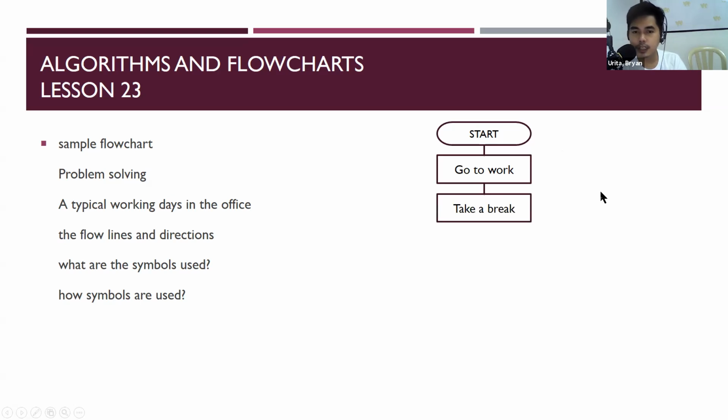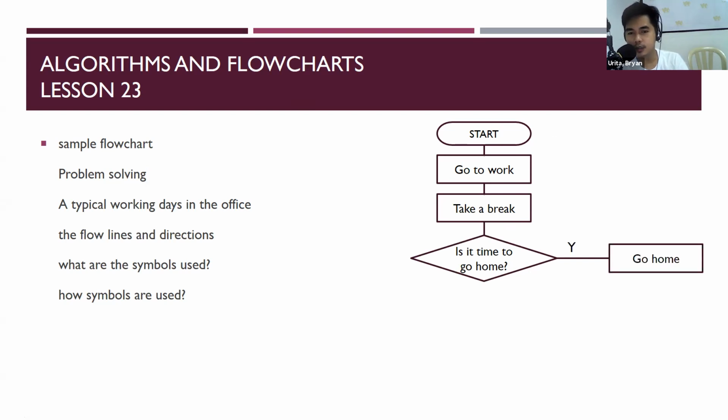And then take a break. So again, this is an example of a typical working day in the office. So you start working in the office. You go to work, you take a break, and then now what symbol is this? Is it time to go home? So, di ba? Decision symbol na yan. Is it time to go home? Yes, go home. And then stop because it's already time to go home.